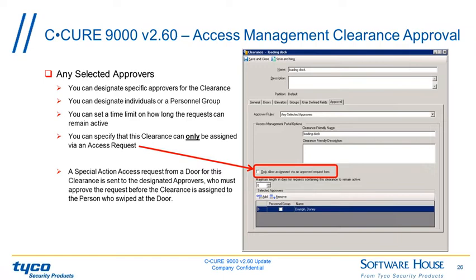And again, you can use this setting for specifying that this clearance can only be assigned via an access request and only approved by that. So nobody can manually assign this clearance. So that's a big change, that you could potentially have clearances that can't be assigned in the old way. That's what I was talking about, where it may change somebody's processes if they implement this. And if there's a door request, a special action request from the door for the clearance, it will be sent to the designated approvers and they must approve it before the clearance is assigned.